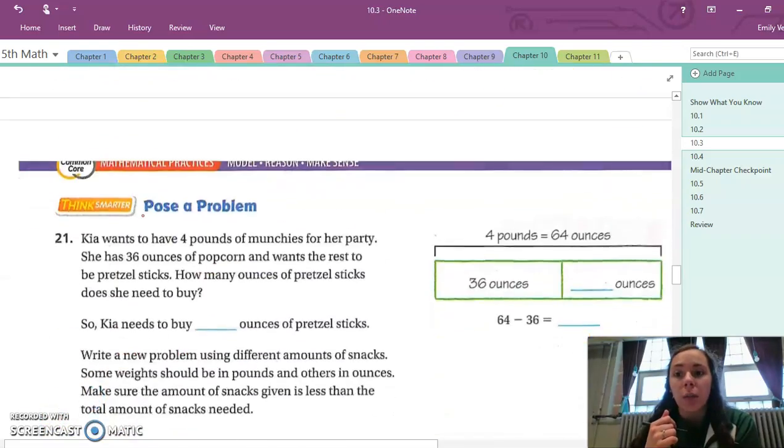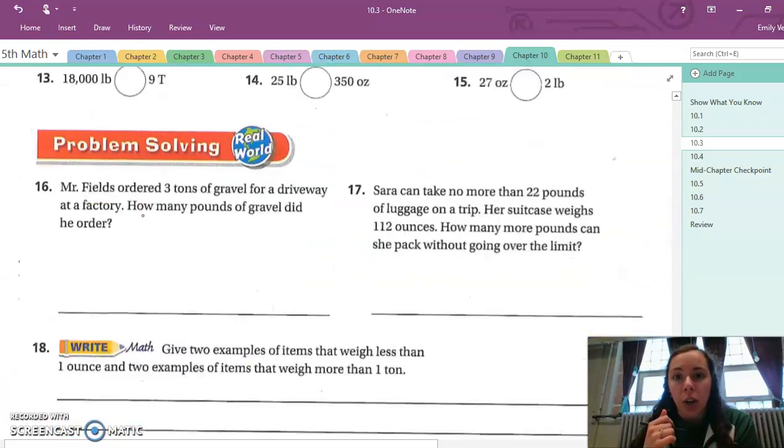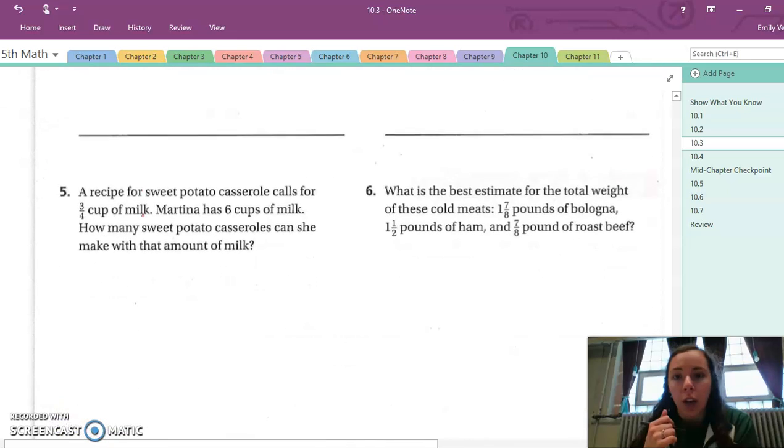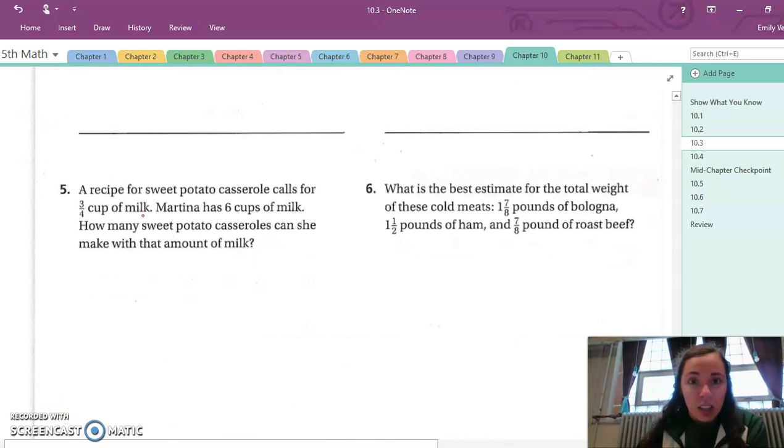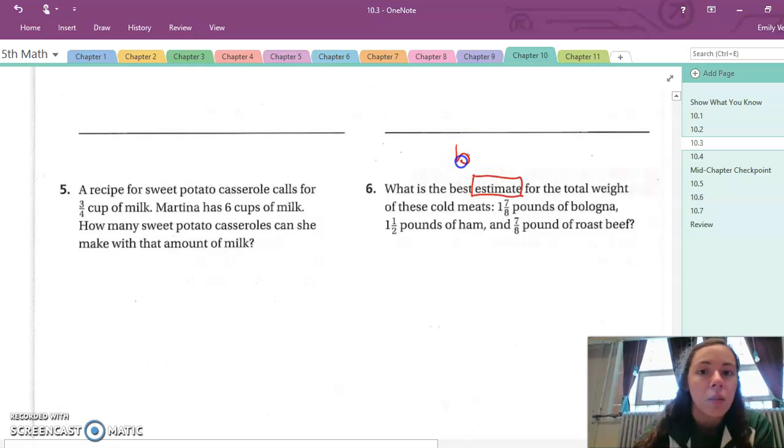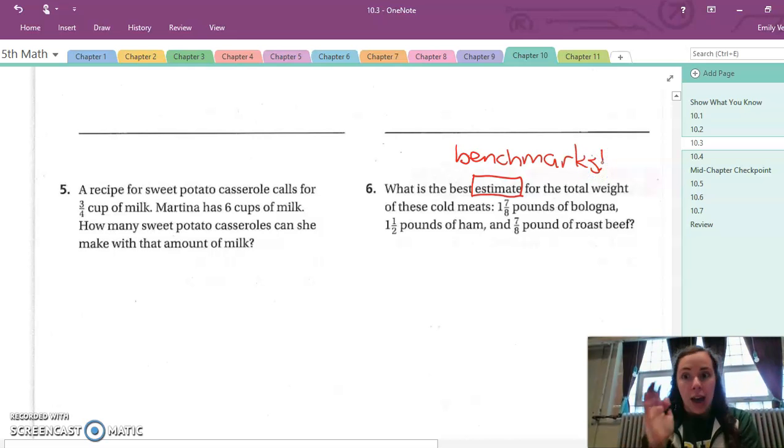Flip all the way to the back page. I want to just draw your attention to something back there real quick. On number 6, it says, what is the best estimate for the total weight of these cold meats? This word estimate, use benchmarks. That's half, 0, or 1.